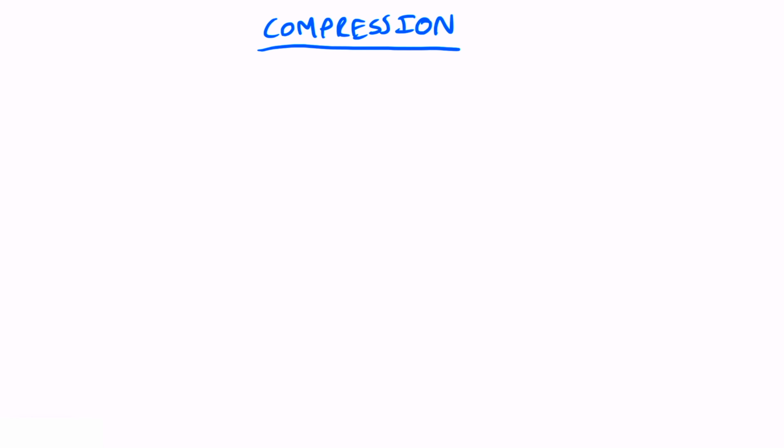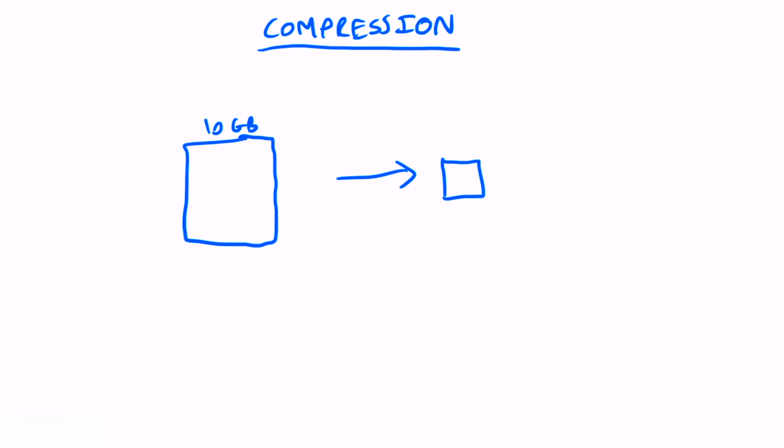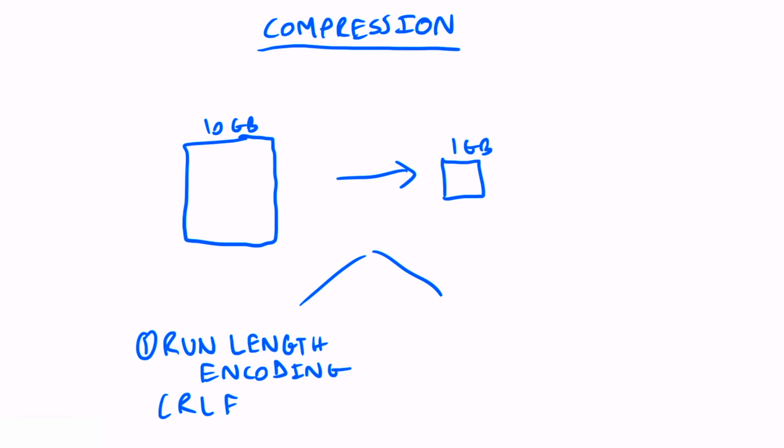Okay, so compression is the process of taking data and reducing the size of our data. So this can be 10 gigabytes and this can be 1 gigabyte. And that is what compression is. We're going to cover two compression algorithms. The first one is run length encoding, and the second one is dictionary-based compression.